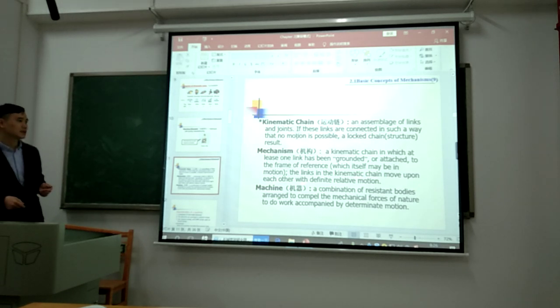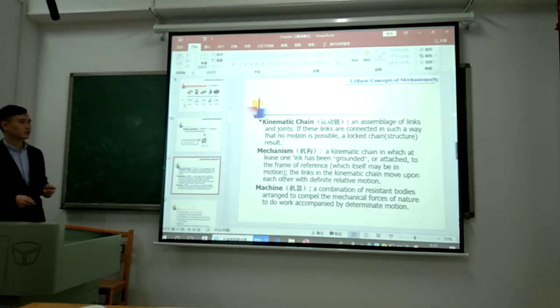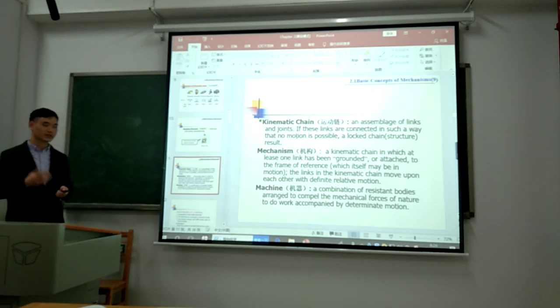The kinematic chain links move relative to each other with defined relative motion. Here is something very important: when a kinematic chain wants to be a mechanism, at least one link should be grounded. At least one link is fixed.